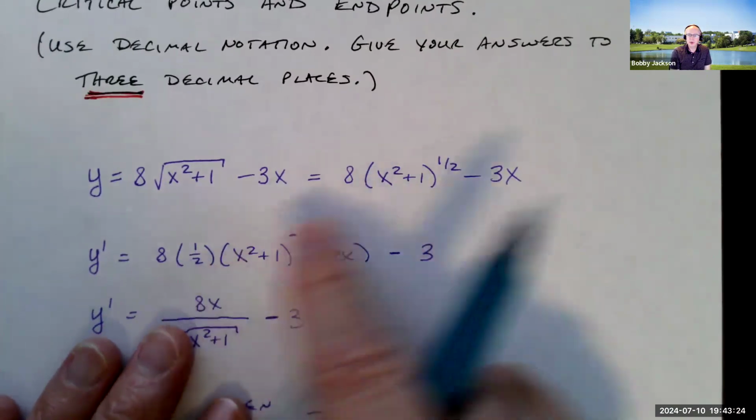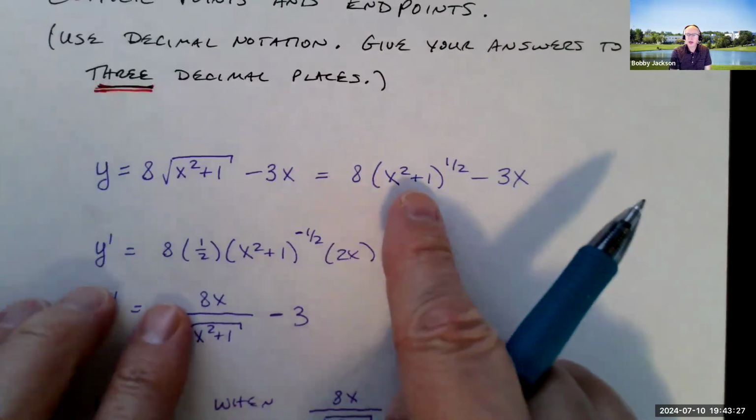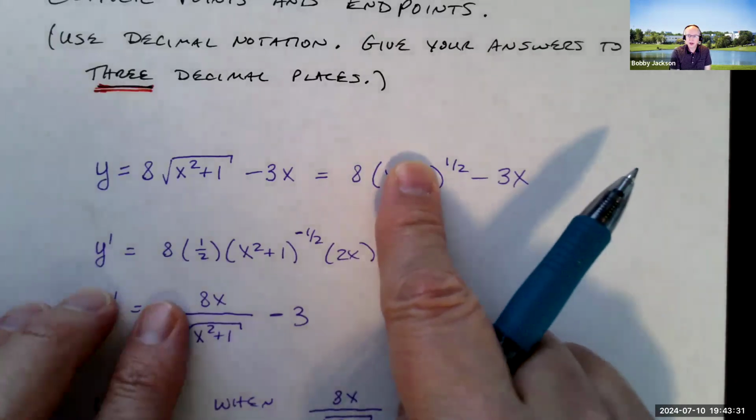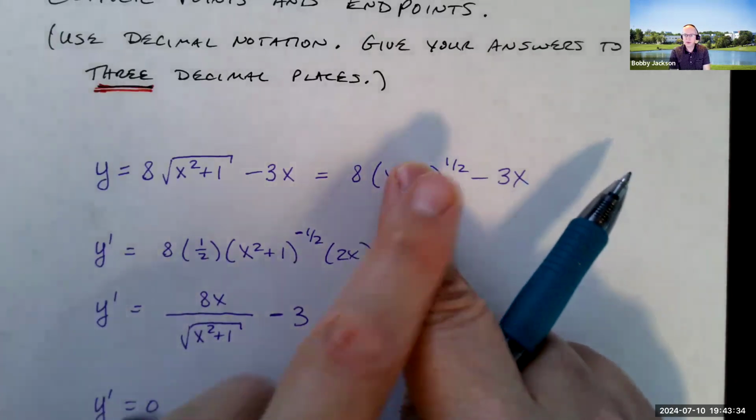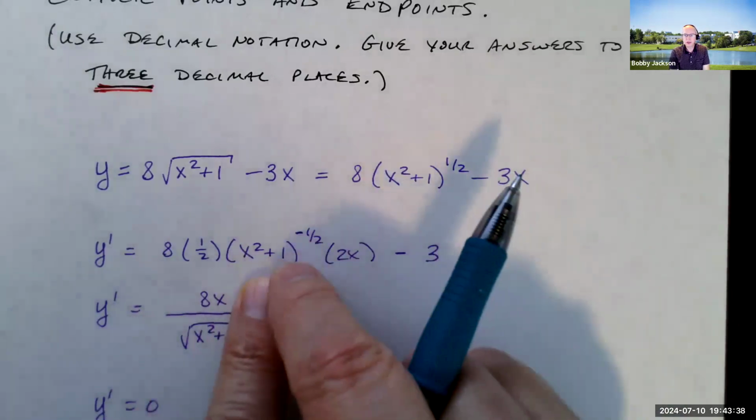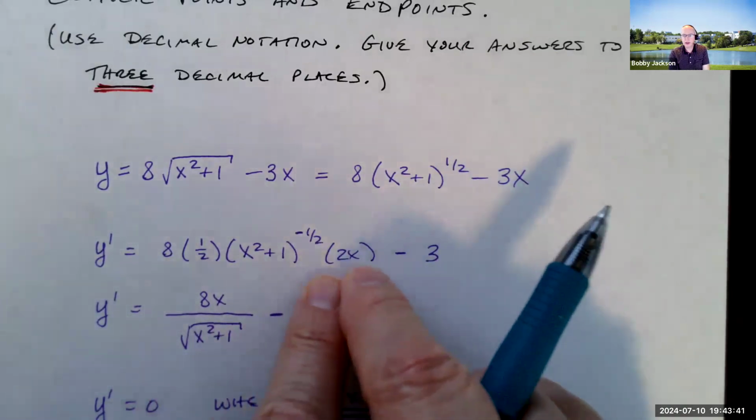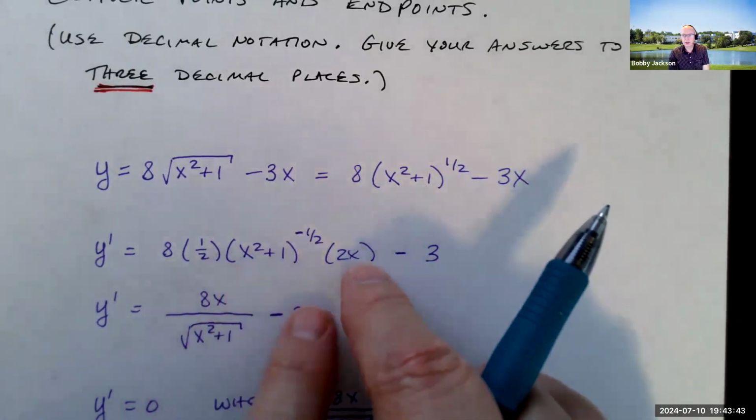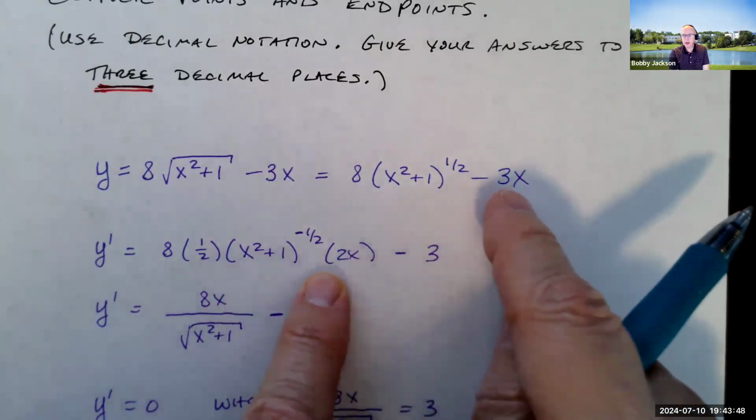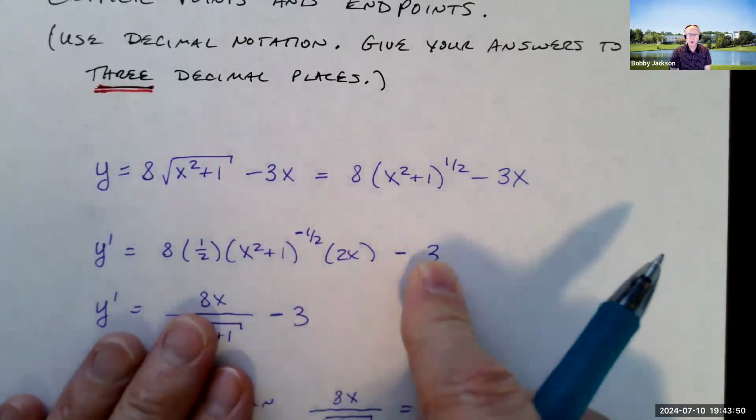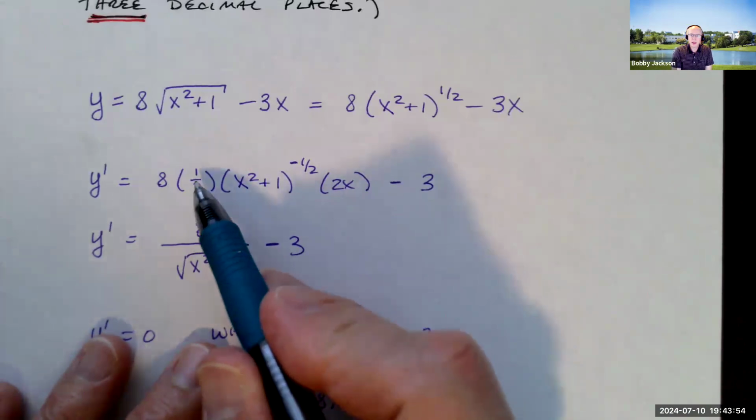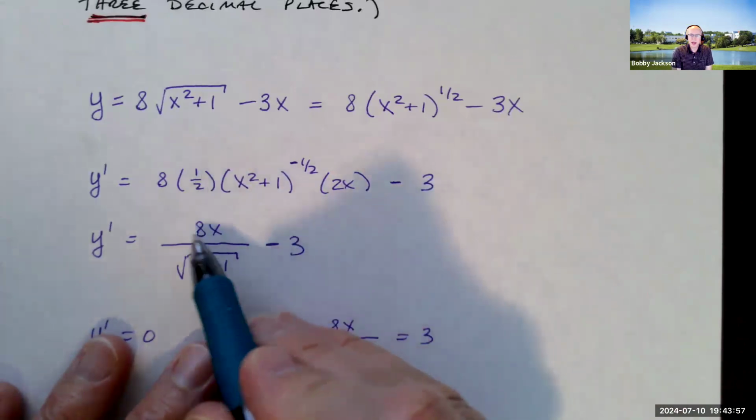And then when I take the derivative, 8 is a constant multiple. And then what's left is a chain rule. I have the inner function x squared plus 1, outer function u to the 1/2. So the derivative of the outer function is 1/2 u to the negative 1/2, where u is x squared plus 1, times du dx, the derivative of the inner function. And the derivative of x squared plus 1 is 2x. Don't forget minus 3x. What's the derivative of 3x? 3, so minus 3. Cleaning this up, I've got 8 times 1/2, that's 4. And then 4 times 2x is 8x.